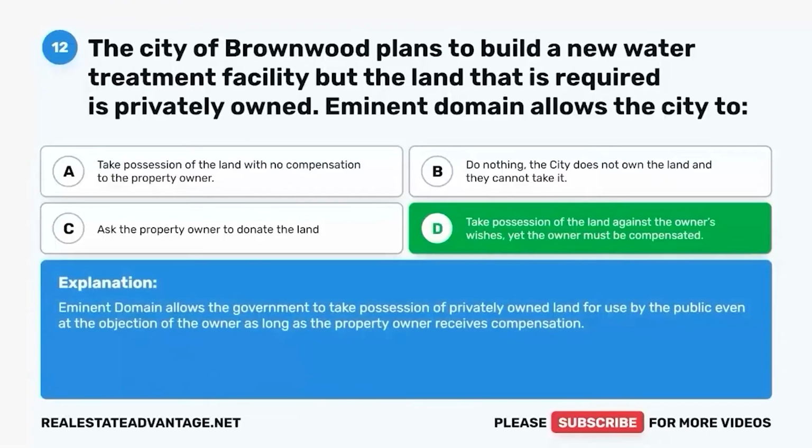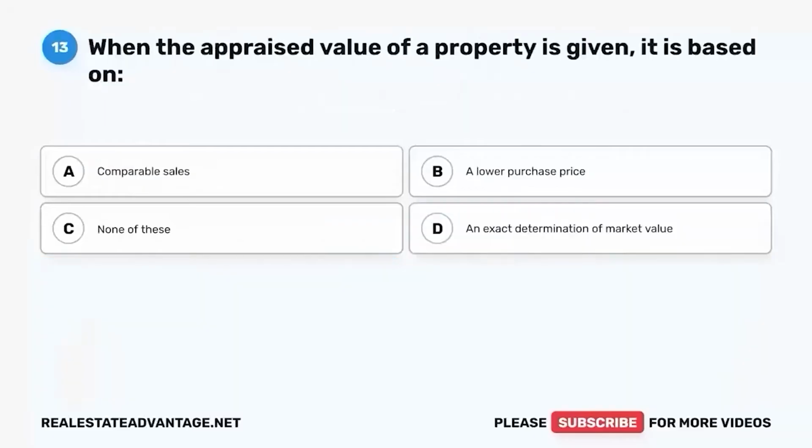Eminent domain allows the government to take possession of privately owned land for use by the public, even at the objection of the owner, as long as the property owner receives compensation. Question 13. When the appraised value of a property is given, it is based on A. Comparable sales. B. A lower purchase price. C. None of these. D. An exact determination of market value.